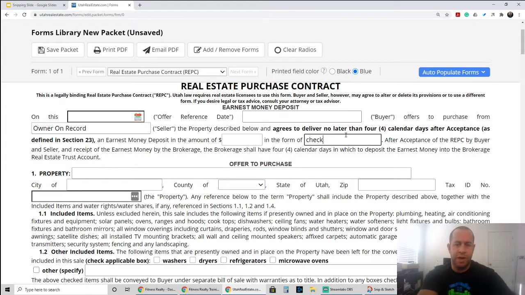I usually just write check in as the form, and that way it can cover you for cashier's check, regular check. Sometimes we wire still, even if we write check. So it just depends, right? Make sure you know how your clients are going to make the earnest money deposit, but most of the time it's a check. Little plug here, always take a picture of the check they give you before you put it into the account.